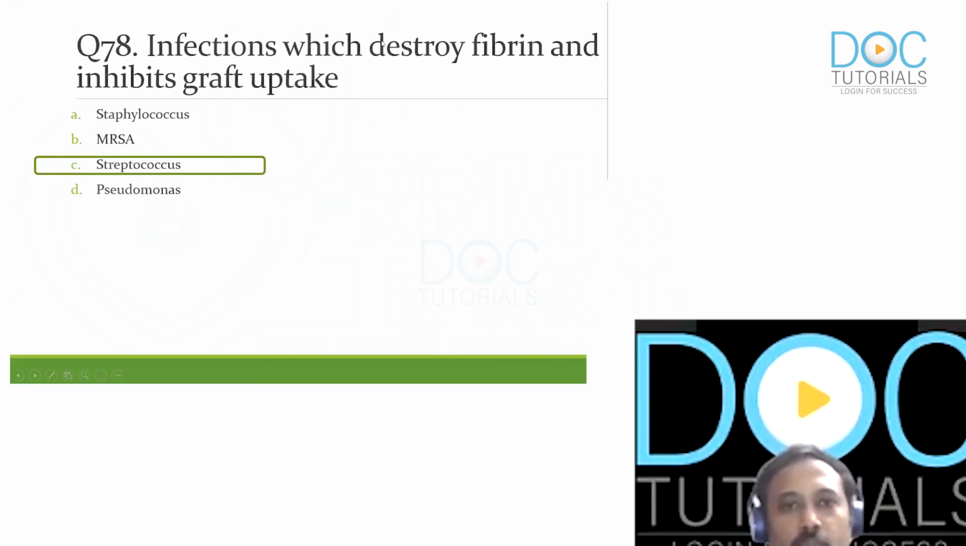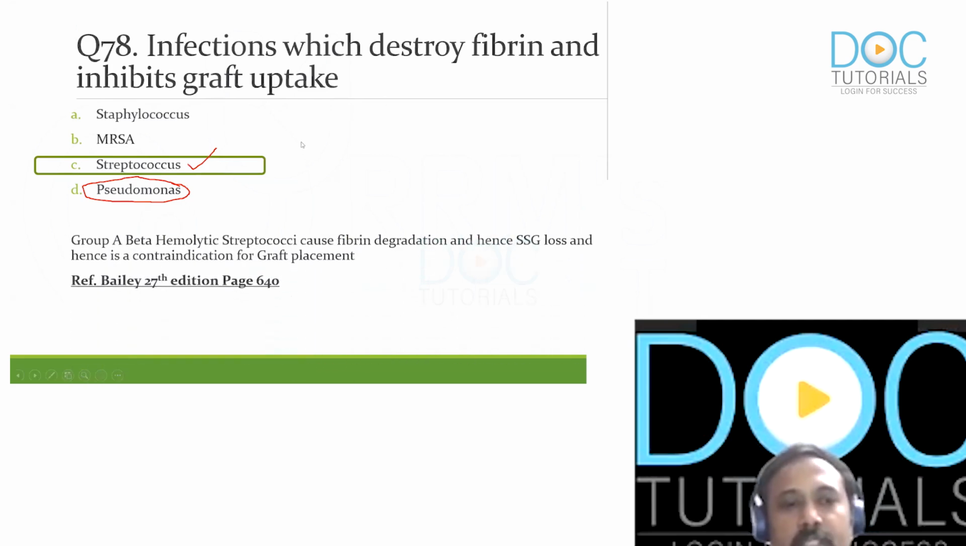Many of you will generally think a Pseudomonas infection is a contraindication for a graft. Not really. Pseudomonas infection is a relative contraindication, and in the current world, where a lot of anti-Pseudomonas antibiotics are available, it is no longer a contraindication. Streptococcus, on the other hand, is an absolute contraindication for a graft because the beta hemolysis it causes will cause fibrin degradation because of the streptokinase enzymes. It will cause fibrin degradation and hence graft loss, and hence it is a contraindication. Straight answer taken from Bailey.